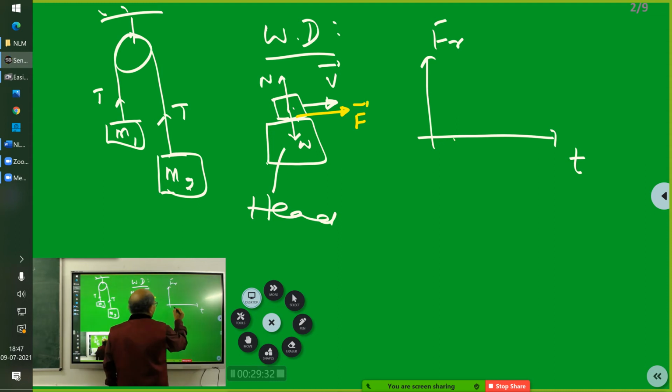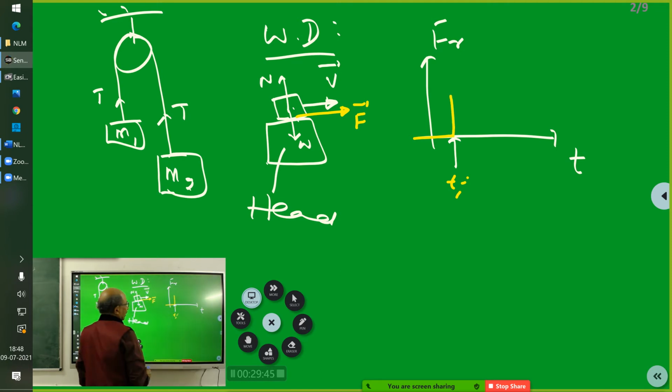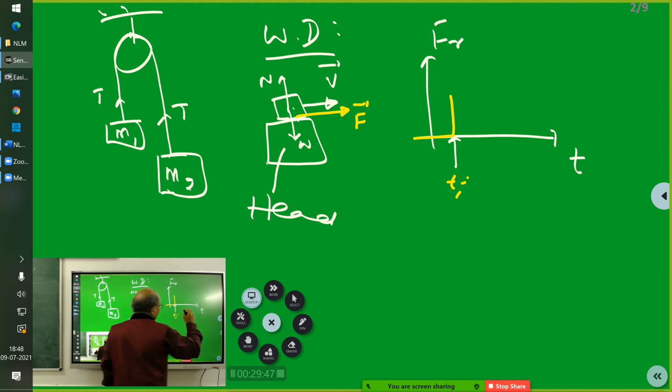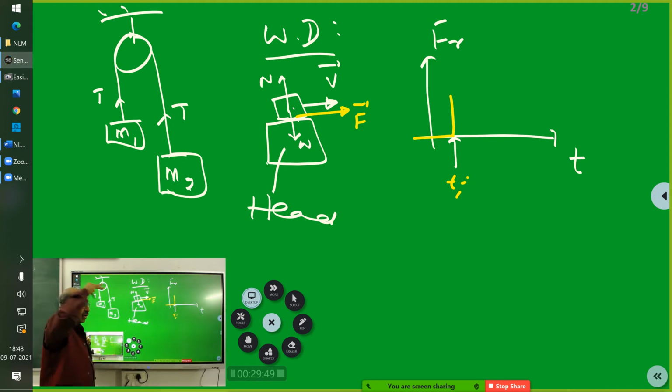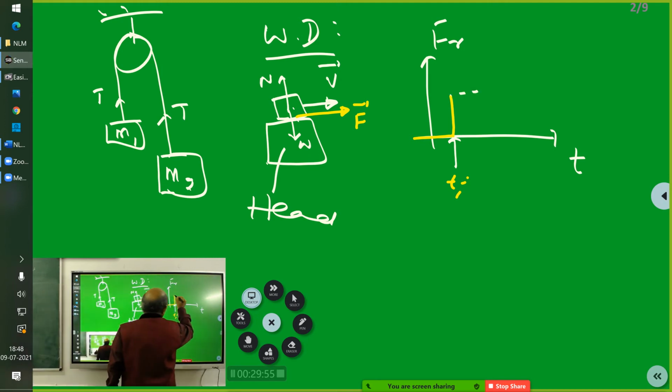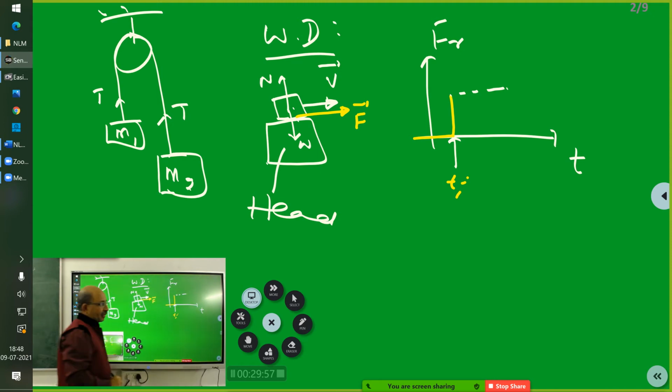My head started moving here. So till then the friction was 0. At the moment my head started moving here, at time t equal to some t1, there was friction. Got it? And then my head continued to move with uniform velocity. So will this friction continue to be there? No, sir.